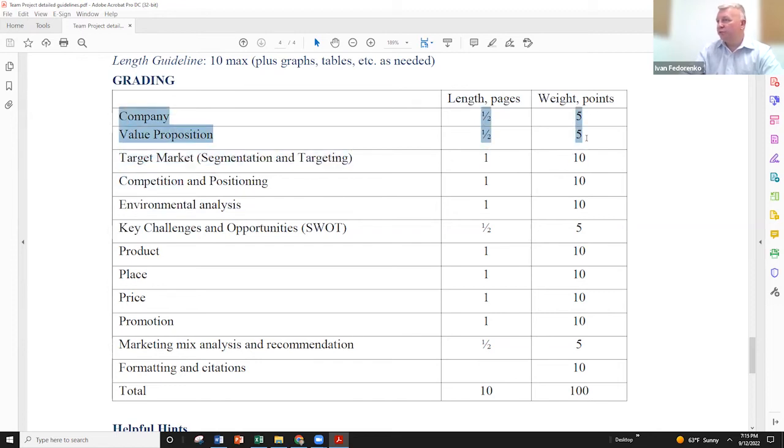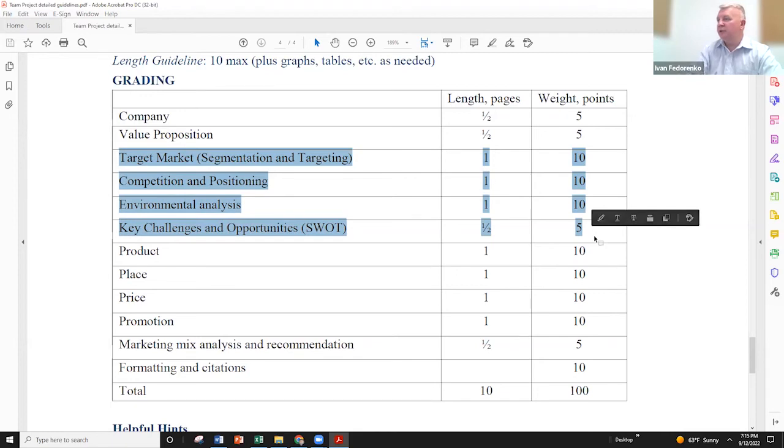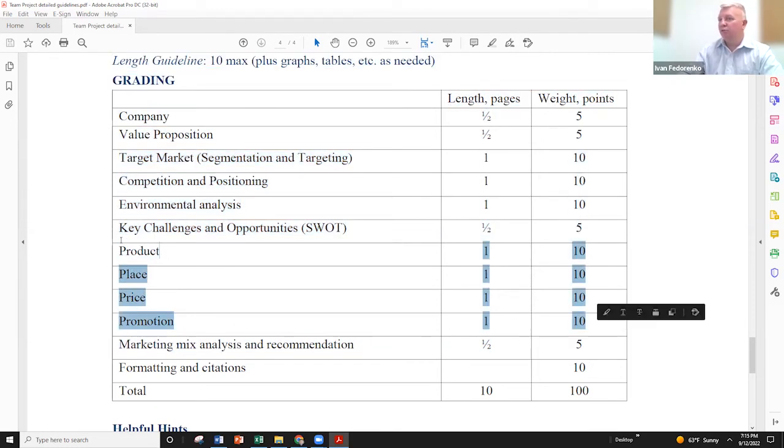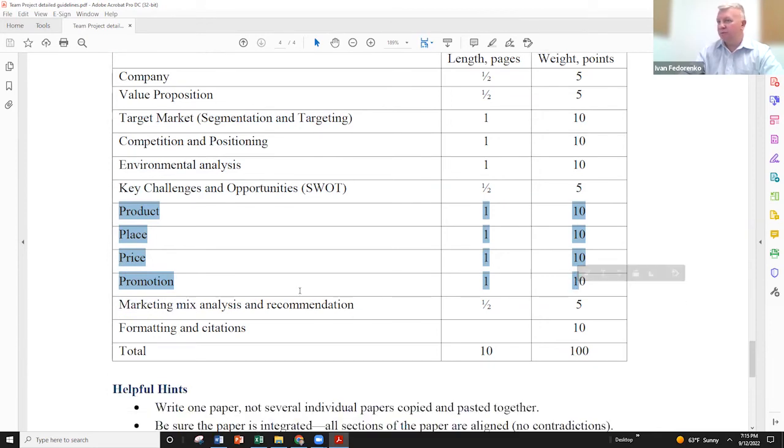Company and value proposition, just about half a page each. Target market, competition, and environmental analysis, spend a page on it. And the four big pieces of marketing: analyze their product, place, price, and promotion, and come up with recommendations. Finally, I add some points for formatting and citations.